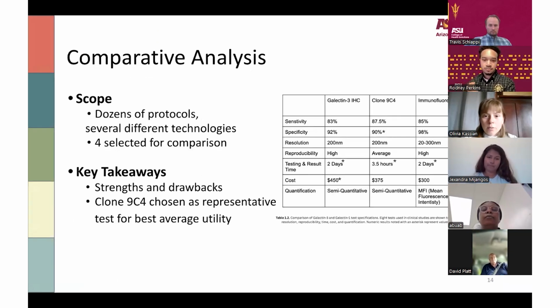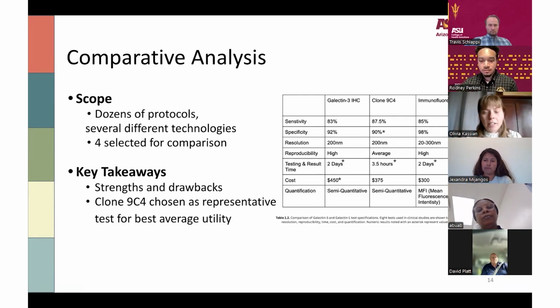And how we set about demonstrating how useful galectin-3 tests can be, we wanted to choose a representative test because there's a pretty wide scope of those that are available. There are dozens of different protocols that people can use and a variety of different technologies, but of course they come with different strengths and drawbacks. So for simplicity, we chose 4 that were pretty different, and we chose our valued specifications like sensitivity, specificity, cost, and time. And we laid that all out on this chart.